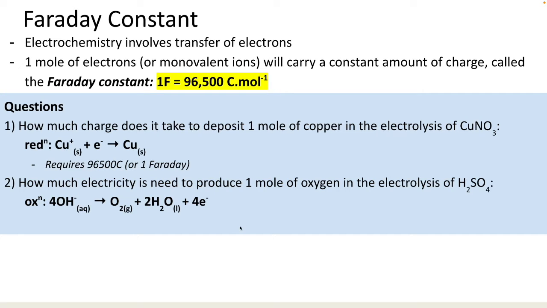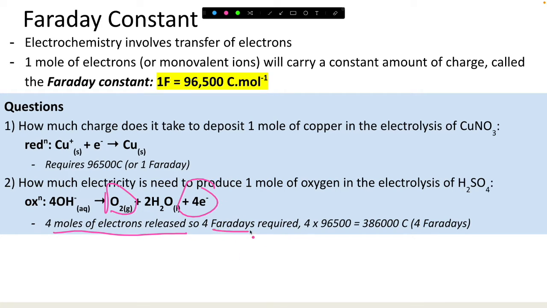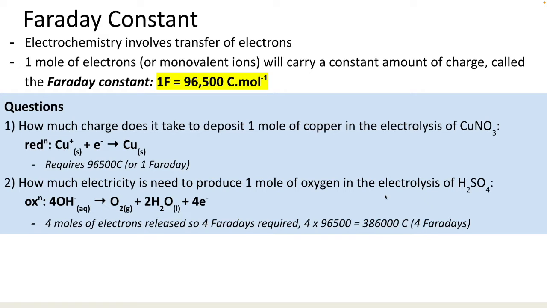The other one is a little bit different. This time, to produce 1 mole of oxygen, there are 4 moles of electrons released during this oxidation reaction. So as there are 4 moles of electrons released, it requires 4 Faradays because 1 mole carries a constant charge. So 4 moles will carry 4 times that to give us 4 Faradays of charge, or 386,000 coulombs.